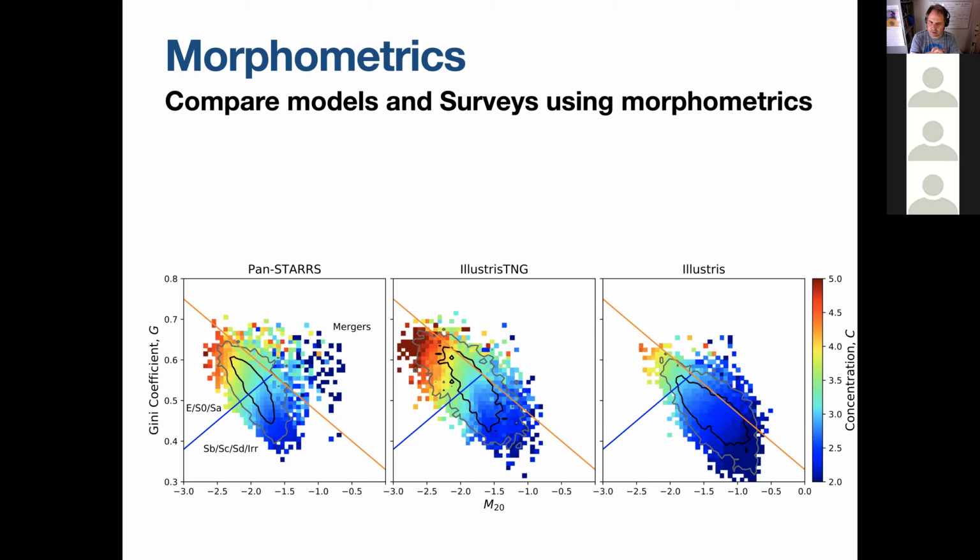Illustris struggled a little bit with enough ellipticals, but Illustris TNG seems to fill the same parameter space, puts its ellipticals where the ellipticals should go, puts the disks where the disks should go, and has a reasonable number of mergers going on. So I think this is very promising, where we seem to be getting our prescriptions right.